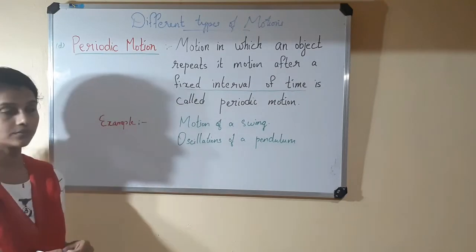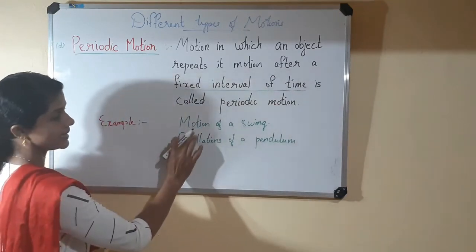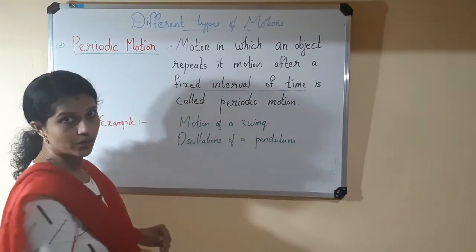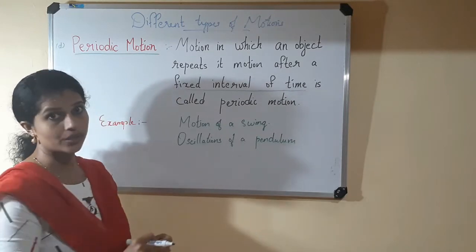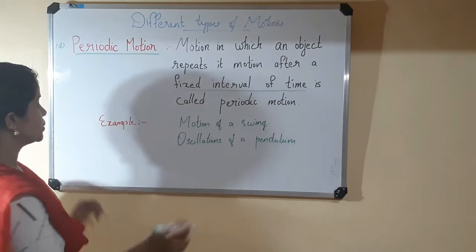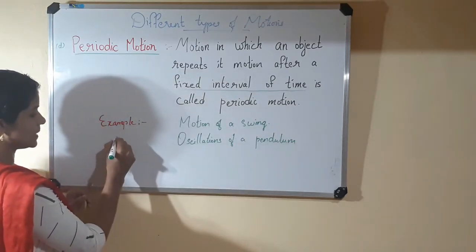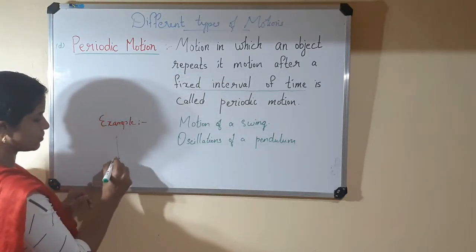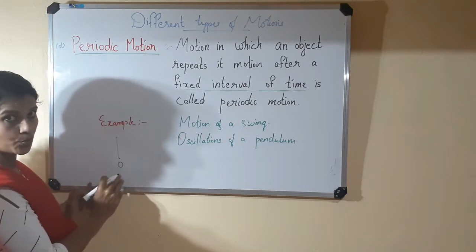Motion. For example, see here it is telling motion of a swing, that is jhula jhulne mein, and oscillation of a pendulum. Pendulum, what is pendulum, how it works, that we will look at on the next video. So simply I am telling, if it is a pendulum, suppose it is the position, suppose we can say that it is a zero position.